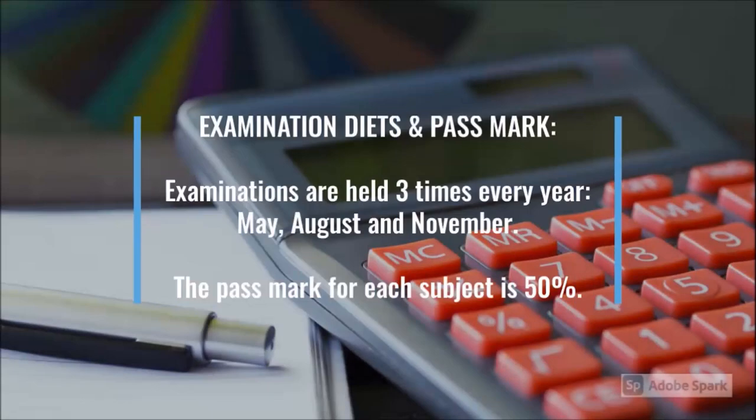Examination diets and pass mark. Examinations are held 3 times every year: May, August, and November. The pass mark for each subject is 50%.